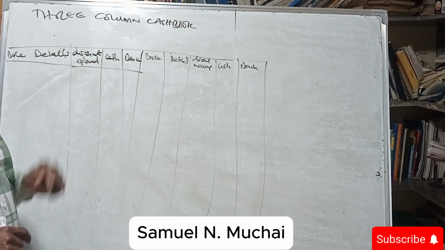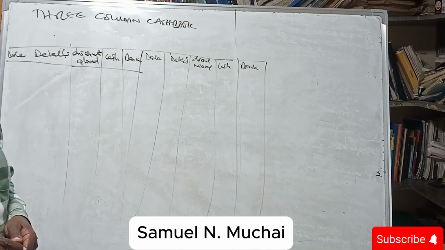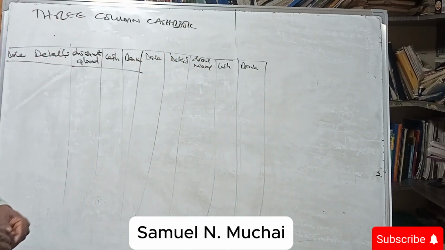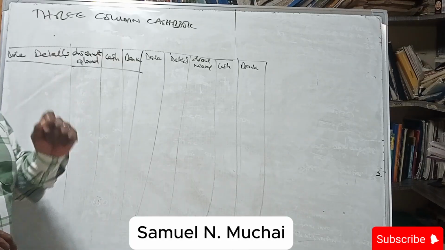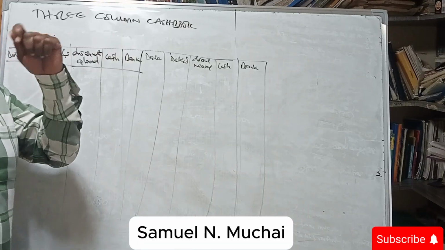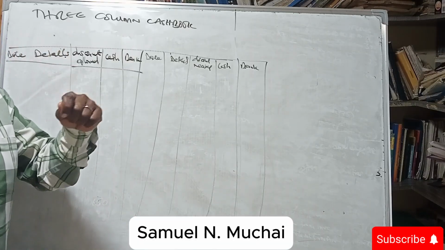Discount allowed is an expense. Discount allowed is a what? Expense. And discount received is an income. Discount received is a what? Income. Now, discount allowed is what we give to customers when they pay their debt by the set date.